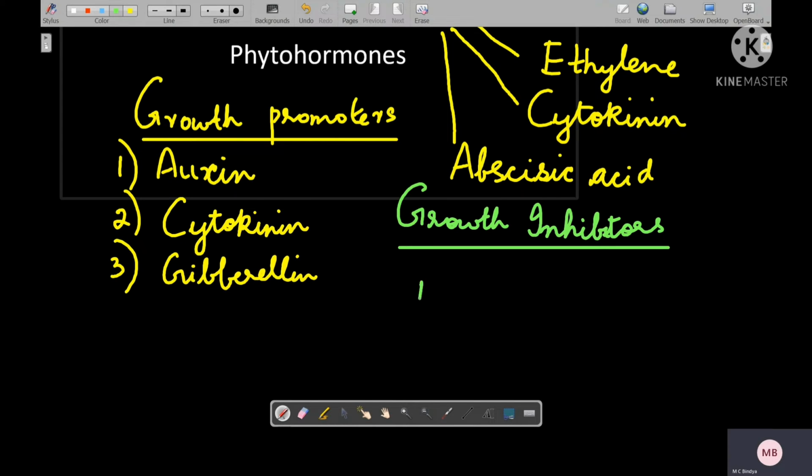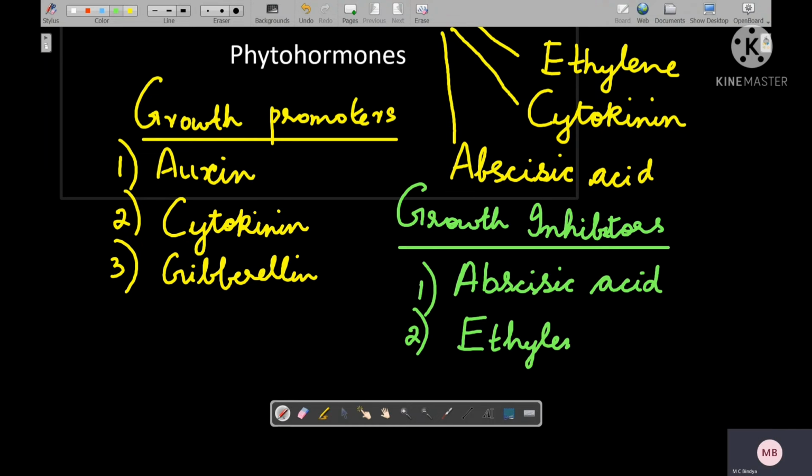Growth inhibitors are abscisic acid, and then comes ethylene. Ethylene comes sometimes as growth inhibitor, but the ethylene can also be a growth promoter. So they come in both the headings, growth promoter, growth inhibitors. Now all these hormones, phytohormones, are derived from some of the other chemical compounds.